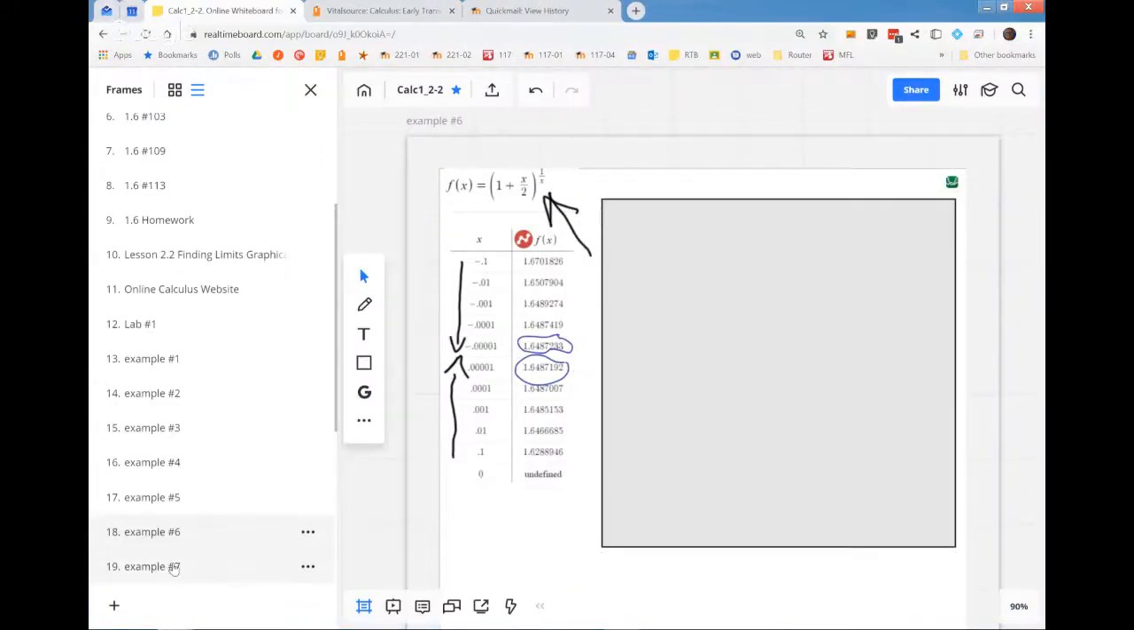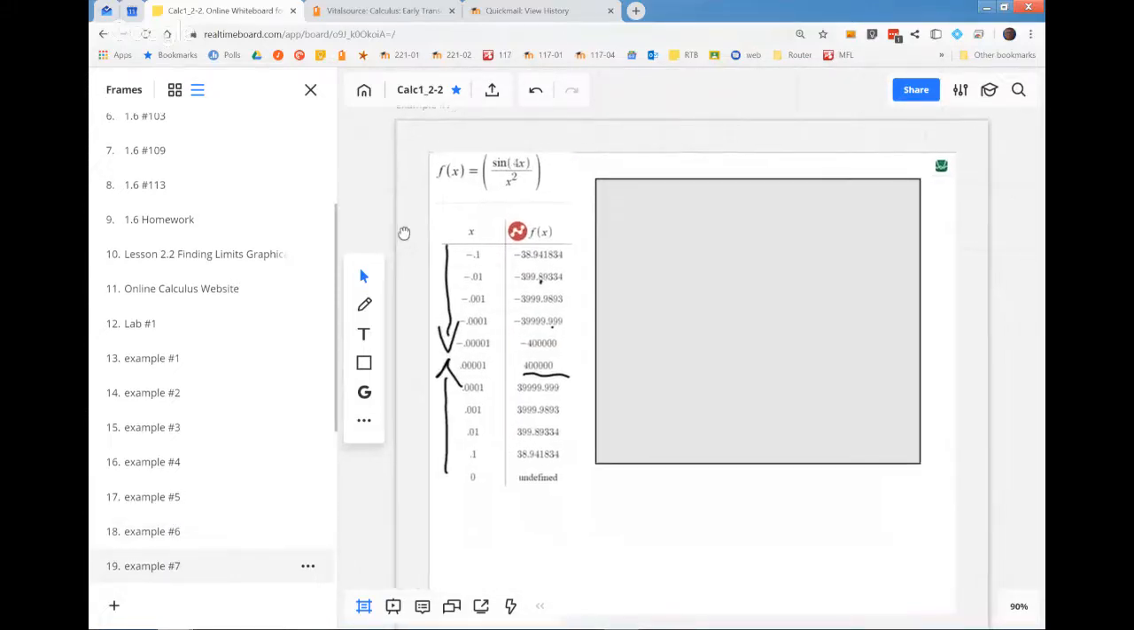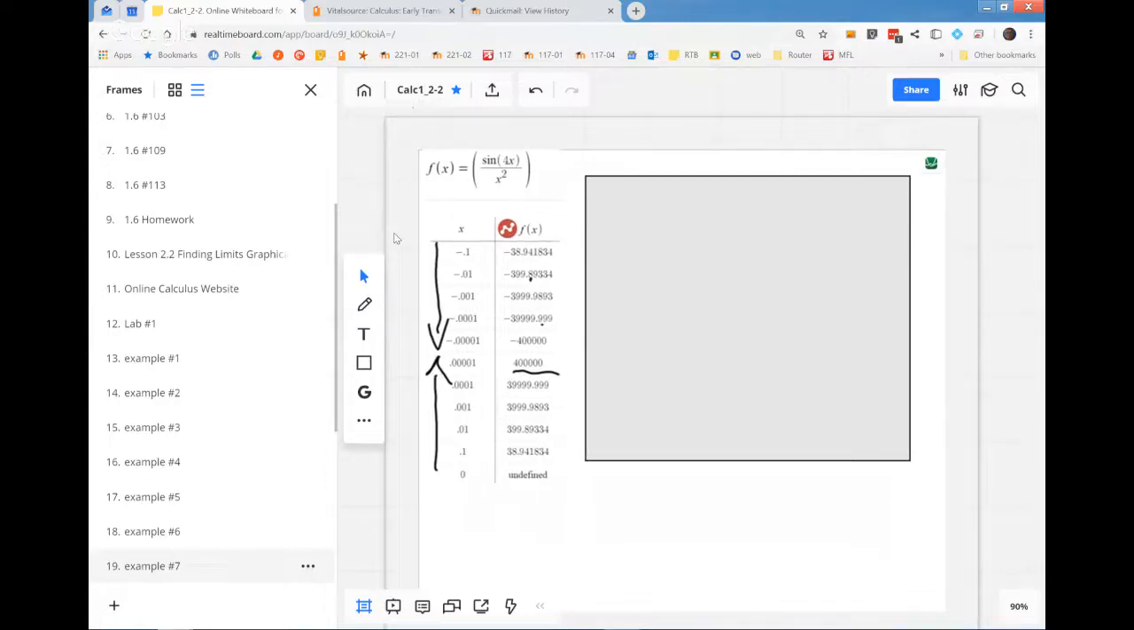All right, example 7. Well, you can see we have another division by 0 possibility because we have sine of 4x on top and x squared on the bottom. We all know that x can't be 0. And in fact, look at the chart. As x is getting closer to 0, what's happening to the f of x? What's it at there? Negative 400,000 when x is 0.0001? Yeah, negative 400,000. So it's a huge negative number.